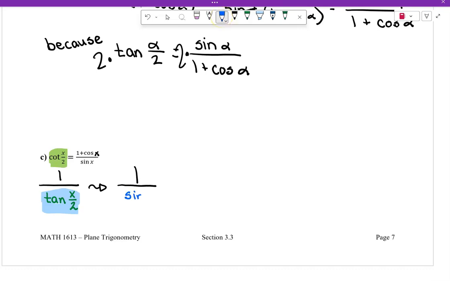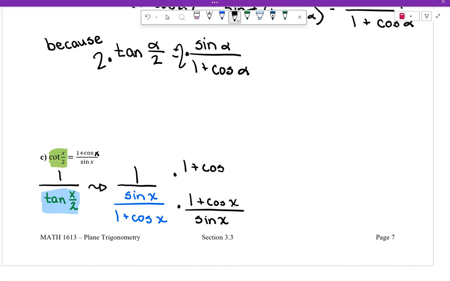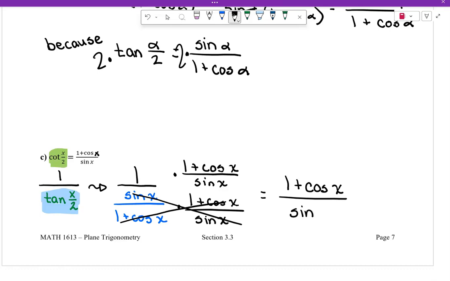sine of x over 1 plus cosine of x. And then you multiply by the reciprocal to get it out of the denominator. 2 to the bottom, 2 to the top. Those cancel, and 1 times that is just 1 plus cosine of x all over sine of x. So they match. Let me know if you guys need anything.